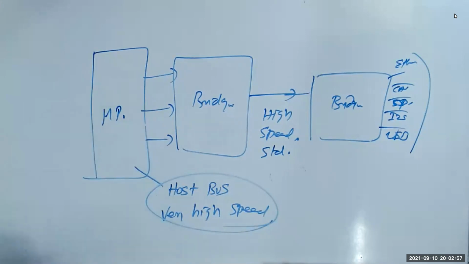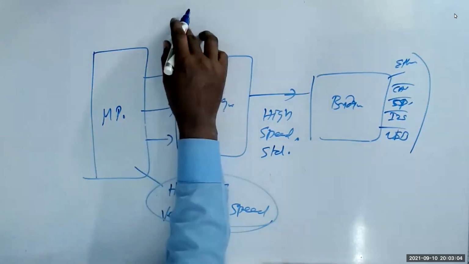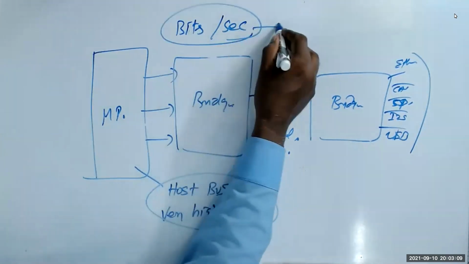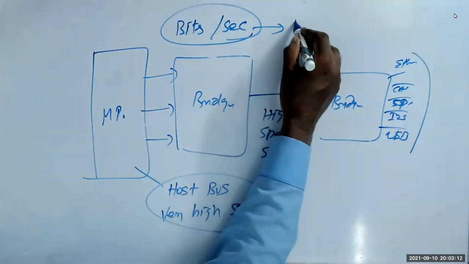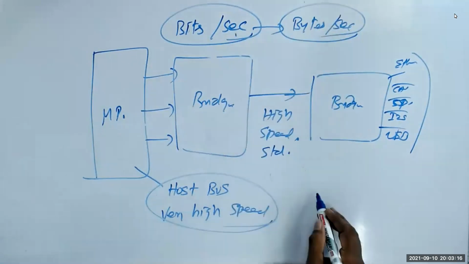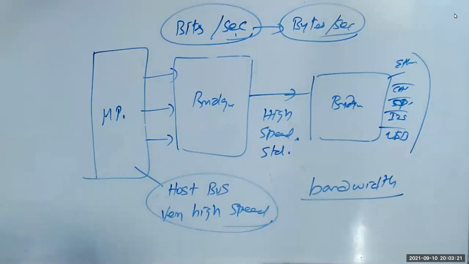Now, how do we measure these things? It is how many bits normally per second I transfer, or if it's a parallel bus, we count in bytes. That is called bandwidth. That tells you that I can do maximum only this much. I cannot do more than that. That is what your bandwidth says.